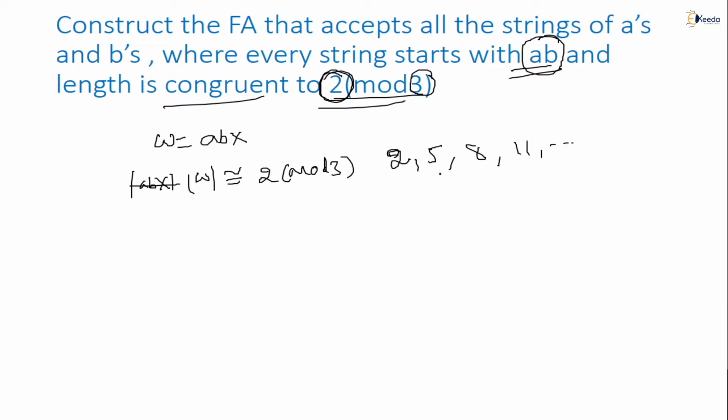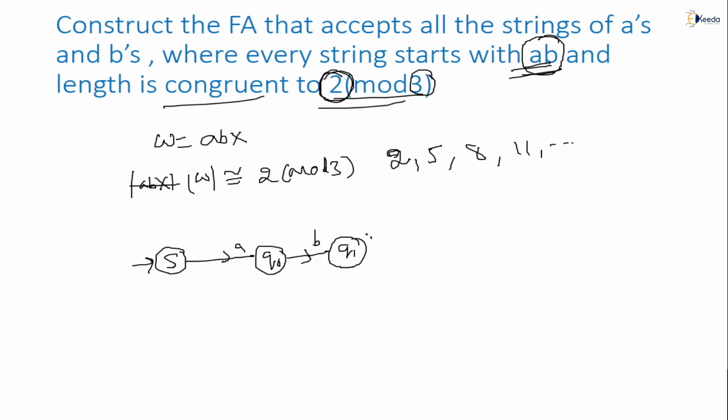When you divide 5 by 3, we get remainder 2. When you divide 8 by 3, we get remainder 2. These are the numbers giving remainder 2, and the string must start with AB only. So I take the starting state as Q0, and Q0 on B goes to Q1. The complete length of the string, divided by 3, should give remainder 2.